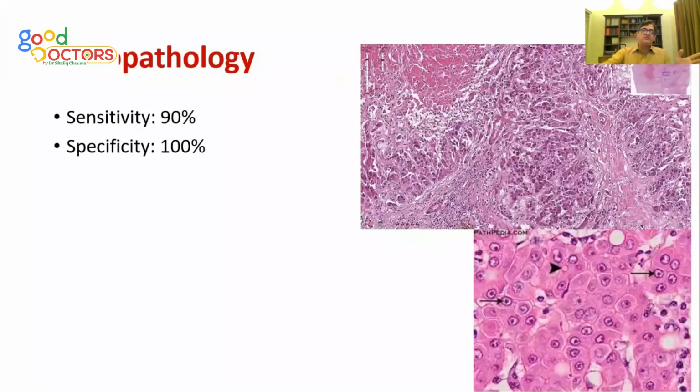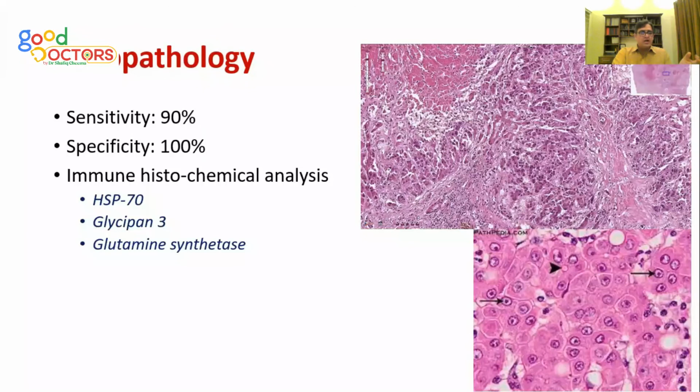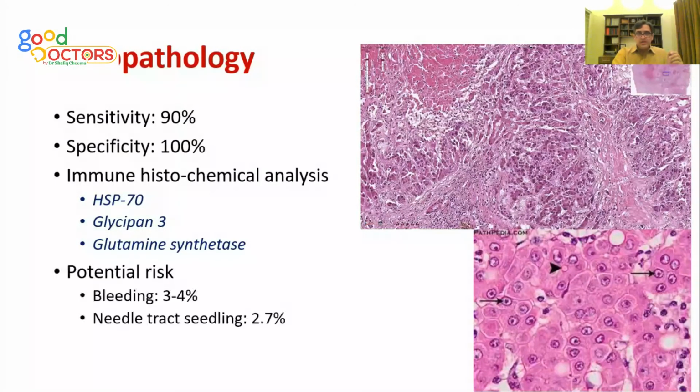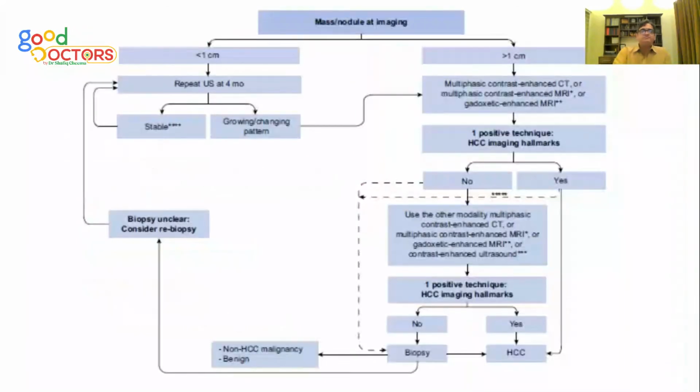And there will be patients in whom you will not get a clear-cut answer with imaging modalities. So you will go for liver biopsy, which has very good sensitivity and specificity. And now we have immunohistochemical analysis as well, which may be used in future in deciding the type of treatment to be offered to the patient. Biopsy does have a risk of bleeding and risk of needle tract seeding, but these risks are limited and should not stop or hamper us from performing biopsy where it is needed.